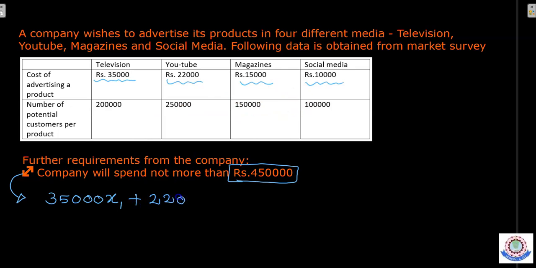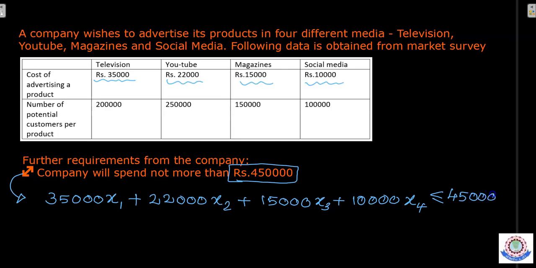So 22,000 x2 plus 15,000 x3 plus 10,000 x4. This is the total cost of advertisement. It should be less than or equal to 4,50,000. So this is the problem statement for this particular constraint.